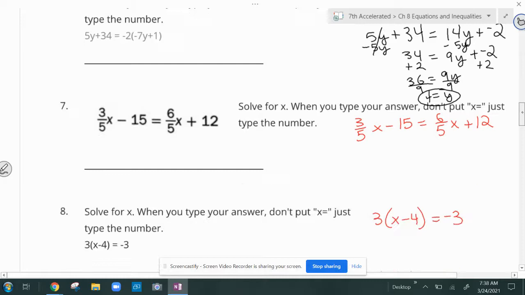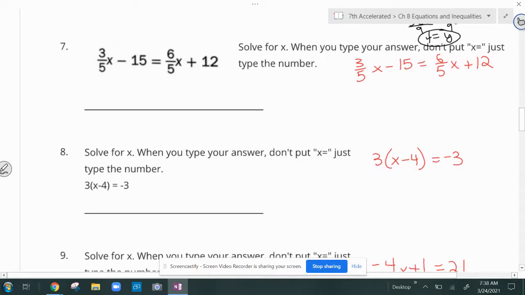Moving on, we're getting there. Here we go. Ooh, fraction time. Variables on both sides. So I got to get rid of one of these variable terms by subtracting that variable term, minus 3/5 x. I get negative 15 equals 3/5 x plus 12. Now I have to get rid of this constant, minus 12, minus 12.